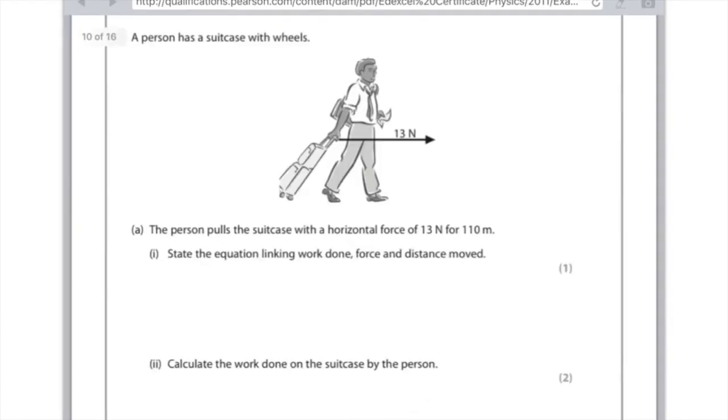Going to chuck in a few other maths things here. So question 6, the person has a suitcase with wheels. The person pulls the suitcase with a horizontal force of 13 newtons for 110 metres. State the equation linking work done, force and distance moved. I don't know if I've told you this before, but try and remember, especially GCSE people, remember all your equations as formula triangles, because then you won't have to learn as much. And then as soon as you get your paper, write them all down on the back, and then you can just keep referring to them, so it won't be so hard to pluck it out of your head. But for the time being, remember work done equals force times distance.